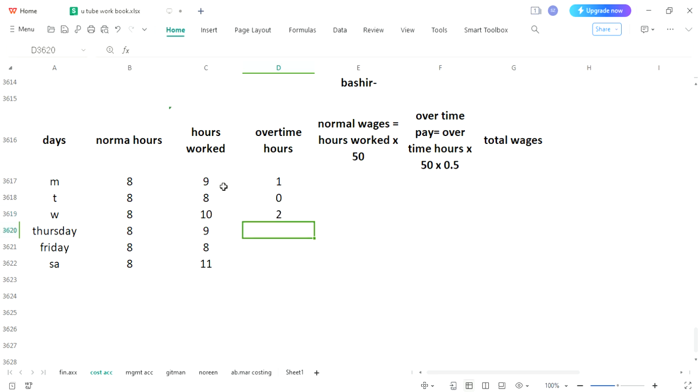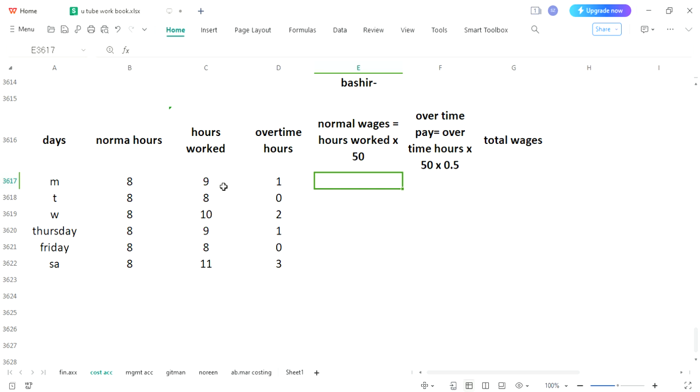For the next day, no overtime, as 8 hours were given and he had worked for 8 hours as well, so no overtime. Then we have Saturday. 8 hours were given, but he had worked for 11 hours, so 3 extra hours of overtime payment.